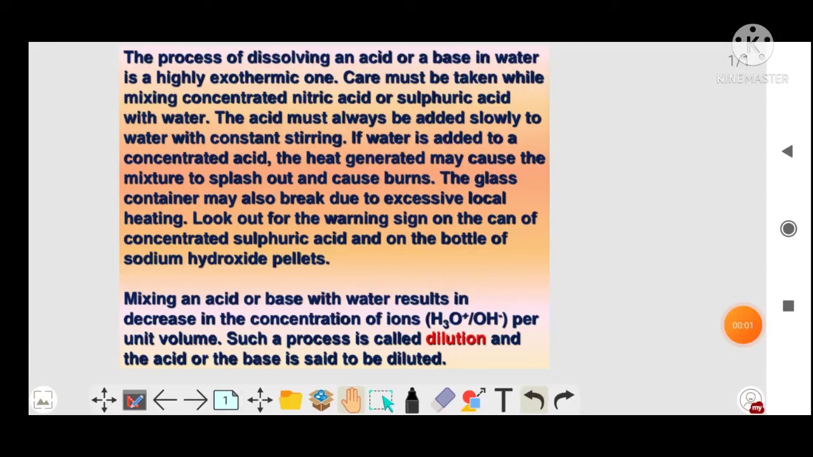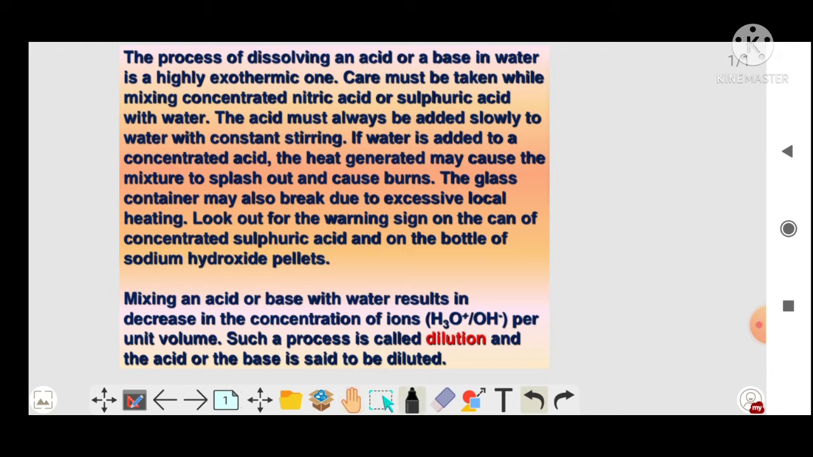Okay, in this slide we will discuss what dilution of an acid or base is. Look, the process of dissolving an acid or base in water is highly exothermic. It creates a high temperature. So what should be done? Care must be taken while mixing concentrated nitric acid or sulfuric acid with water.